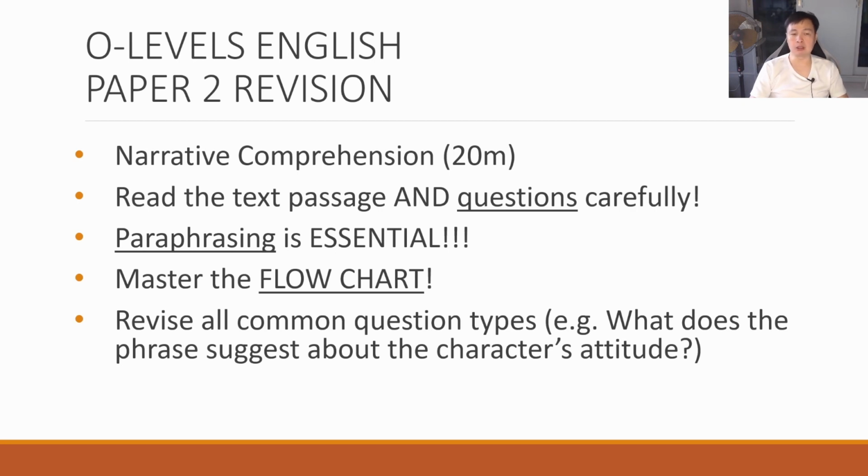Okay, so it's not just about grammar, not just about vocab. Okay, those are the foundation. But how you use that to answer the paper, right? The technicalities of it, right?